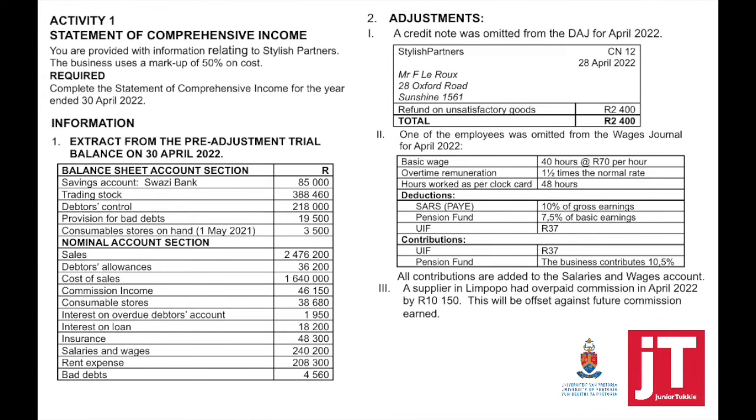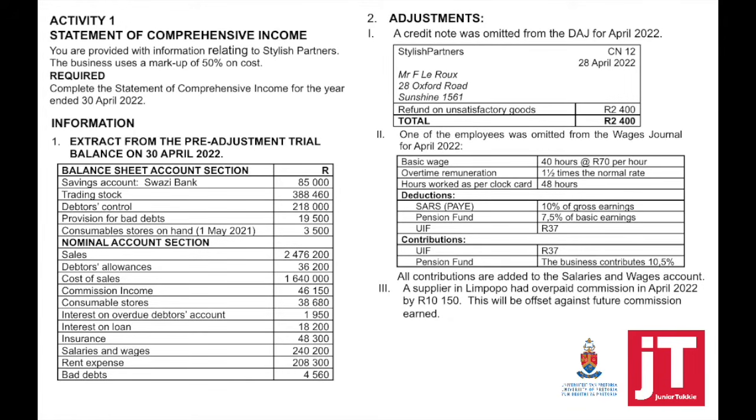You are provided with the information related to Stylish Partners, a business that uses a markup percentage of 50% on cost. Required: complete the statement of comprehensive income for the year ended 30 April 2022. Now, when you're doing your exam or writing a test, T accounts are a tool. Use the T accounts if you are not sure whether you should add or subtract.